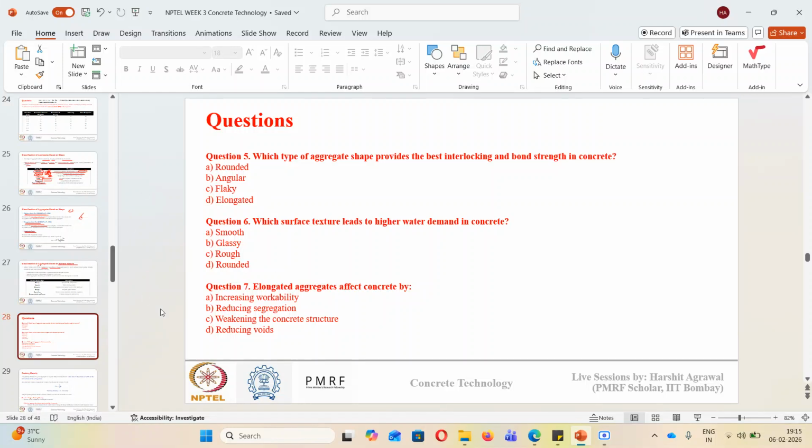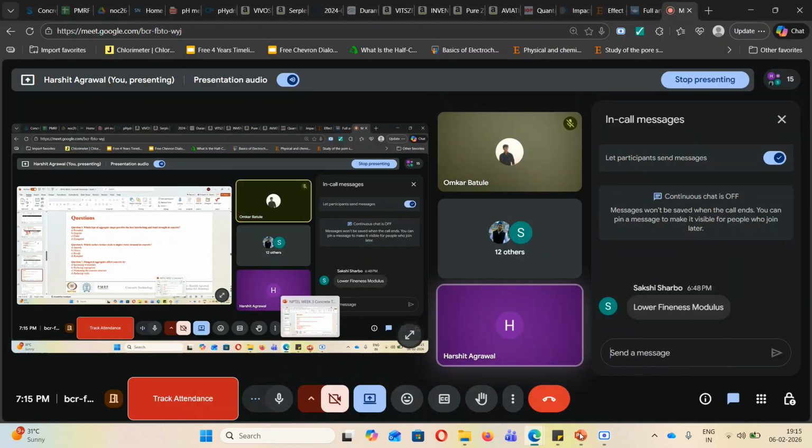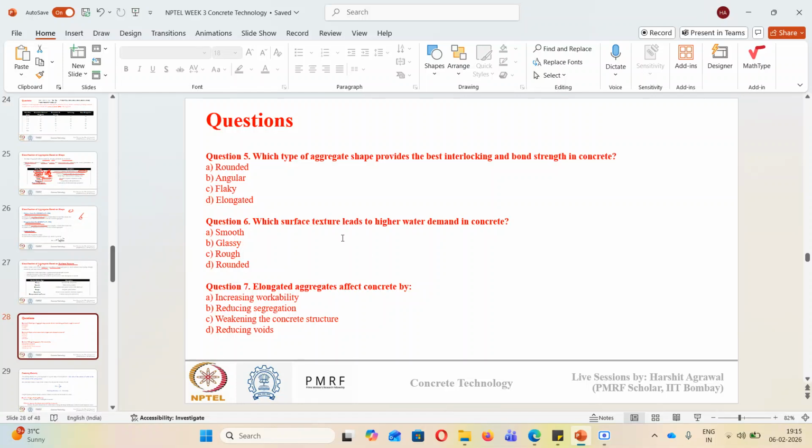Okay, so just try to answer these three simple questions which are based on shape and the texture of aggregate. And in the meantime, if you have any doubt regarding shape and the texture of aggregates and how it is influencing the properties of concrete, you can ask. Okay, if there are no doubts, just tell me the answer one by one. Okay, question number 5 is which type of aggregate shape provides the best interlocking and bonding with concrete?